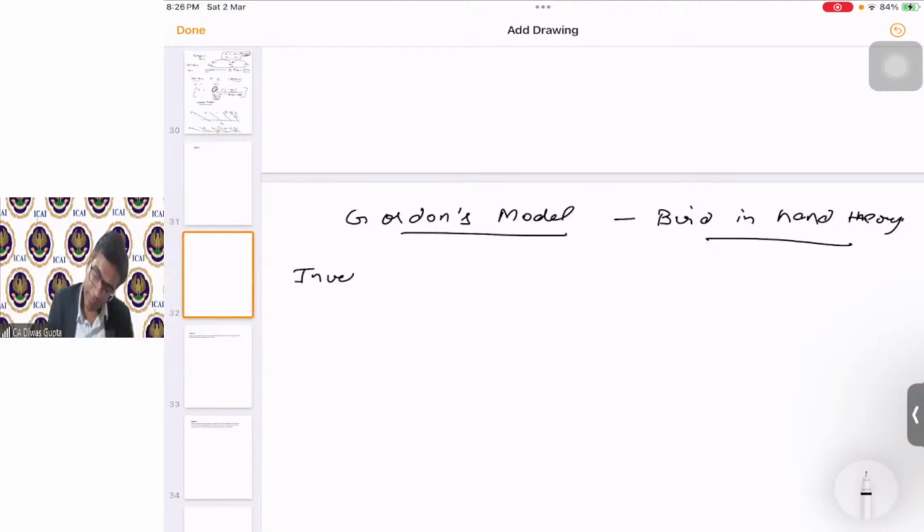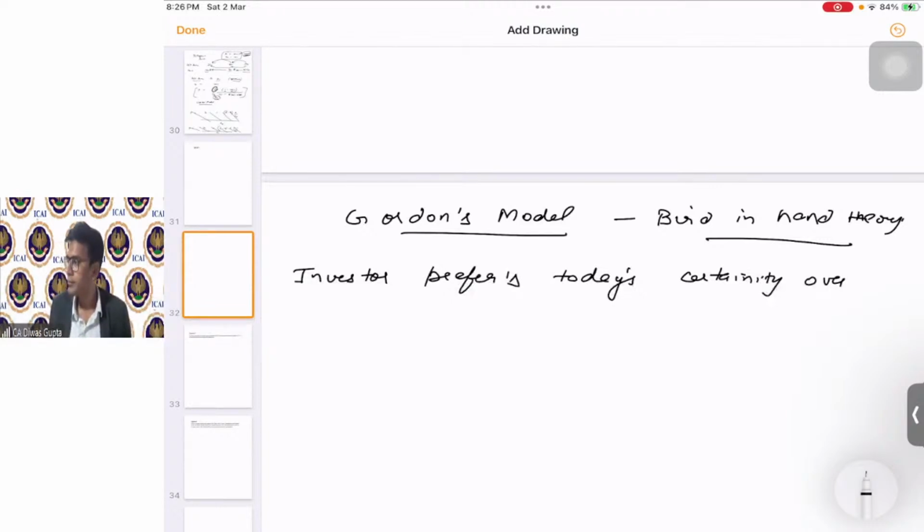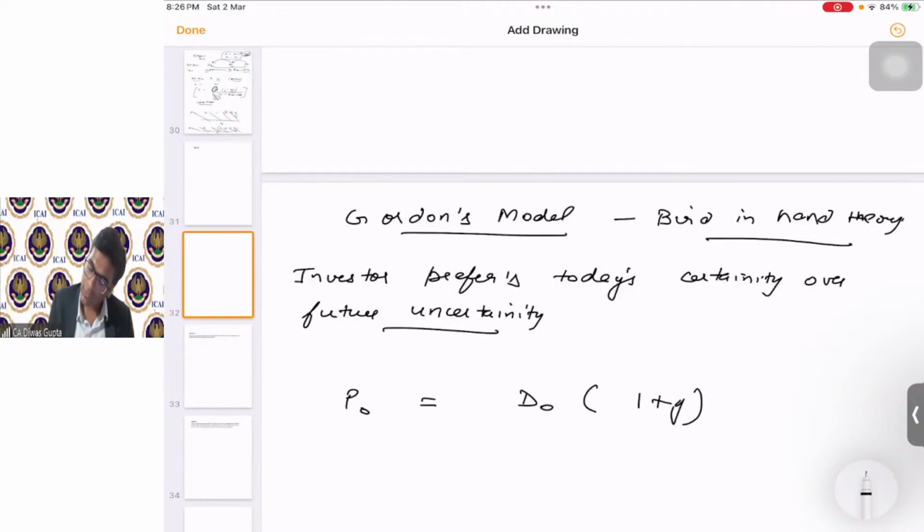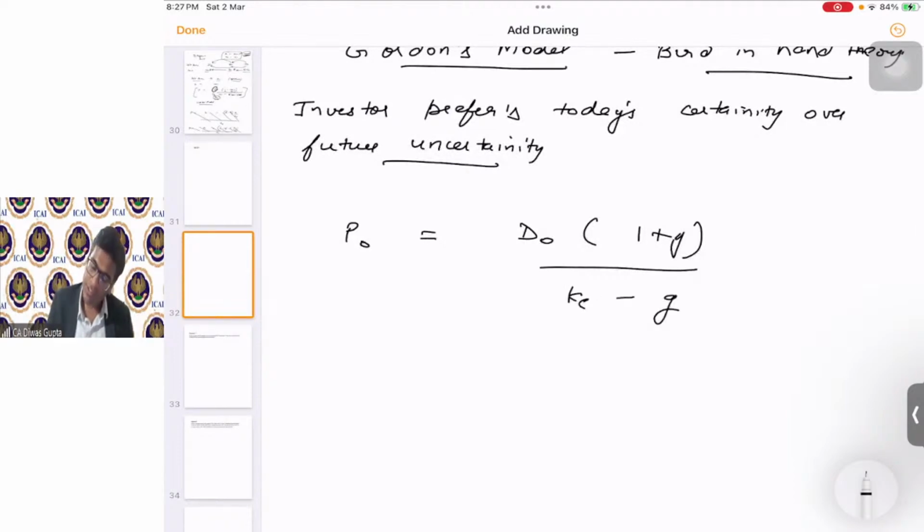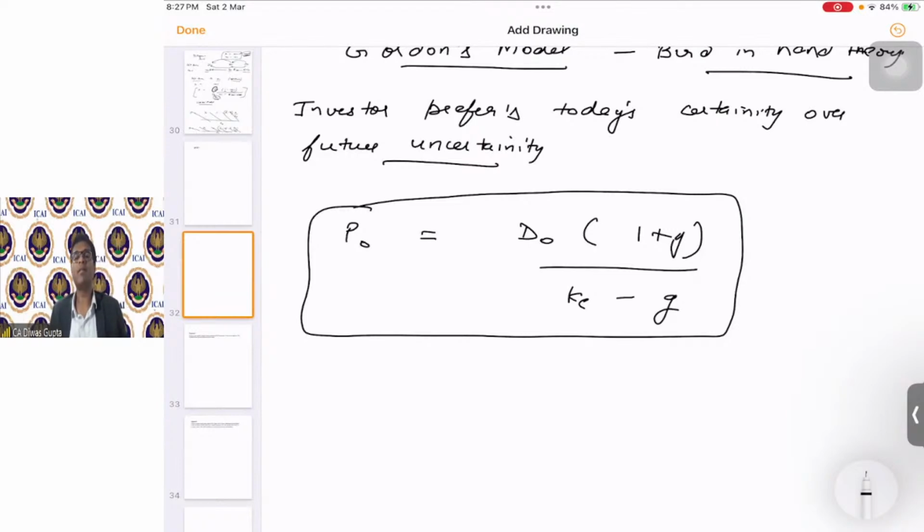So the investor prefers today's certainty over future uncertainty. Yes, as the DP ratio decreases, price increases, but Bhumika, that will happen where R is greater than KE, in that case, okay? So here the revised formula for price is dividend 1 plus growth divided by KE minus G.